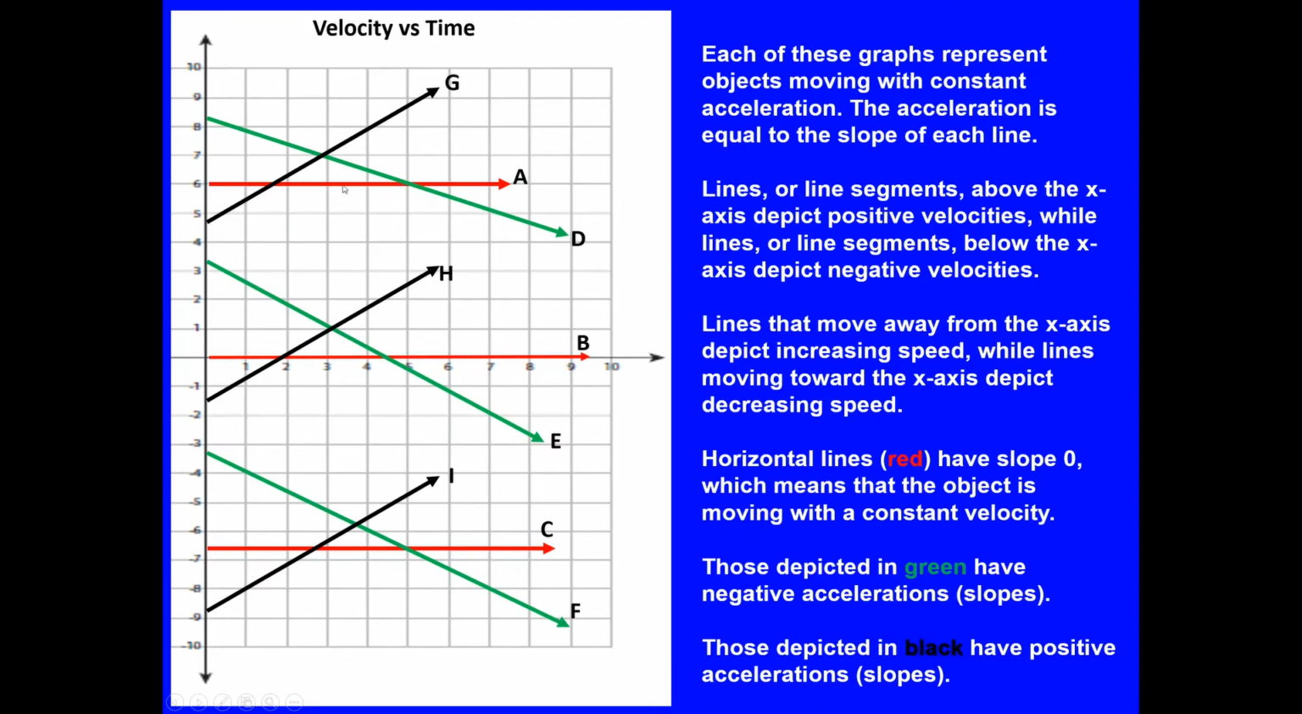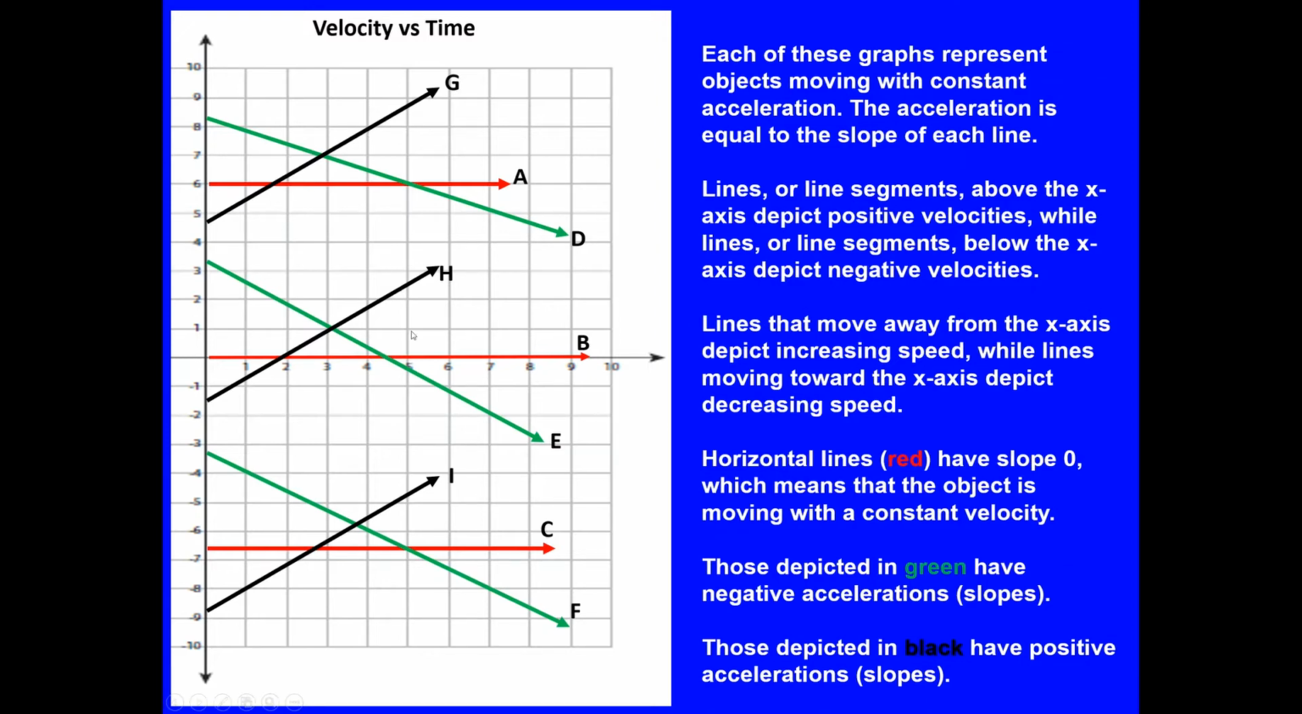So the velocity of the object represented by graph A is 6 meters per second in the positive direction. The velocity of the object represented by B is 0, which means it's at rest. The velocity of the object represented by line C is negative 6.5. This implies that object is moving with a steady speed in the negative direction.